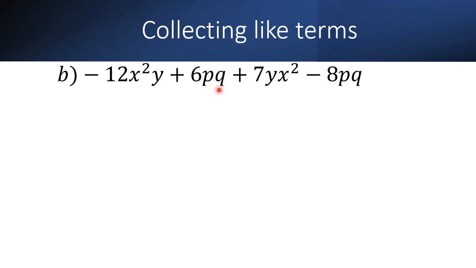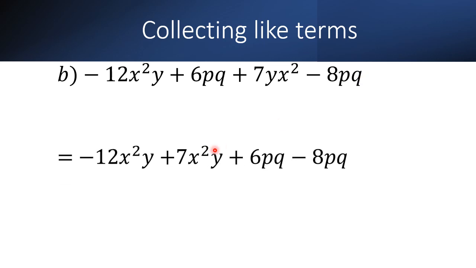Which other term will contain p and q? That will be negative 8pq. So we have to combine or collect 6pq and negative 8pq in the next statement. Indicated here on the screen, realize that the second term is now written as 7x squared y, because we have rearranged the factors so that they're in alphabetical order as well as in descending powers of the variable that we're working with.